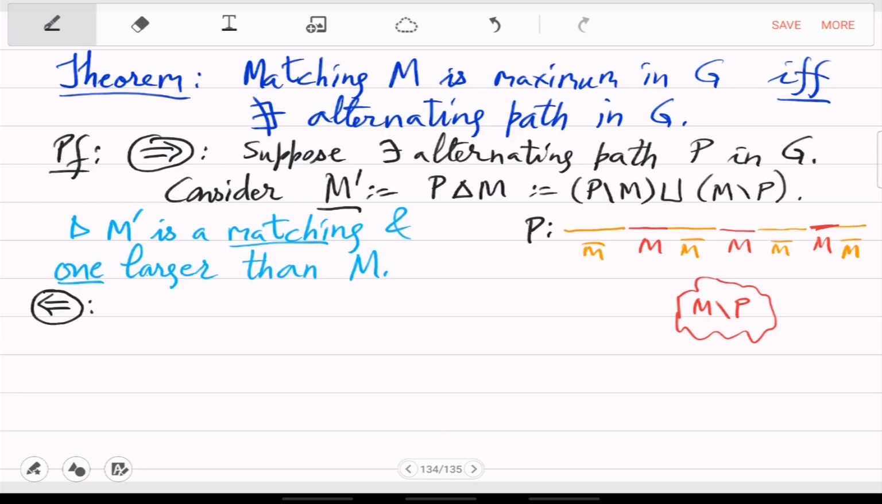So here again we work with the contrapositive. So suppose M is not maximum. Okay, so in that case we need to show, is there a path or not? Which side do you want to show? Yeah, so contrapositive means that you have to show the existence of an alternating path in this case, right?